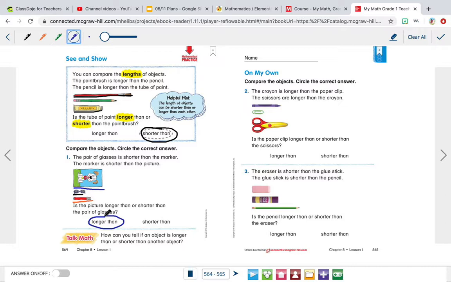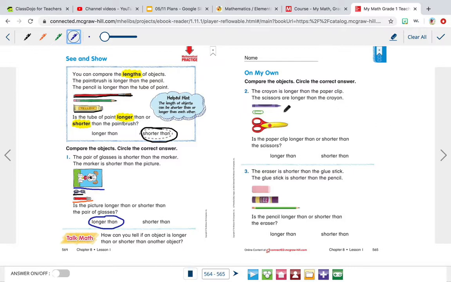Now we're going to talk math, so you can talk this out with your family and stuff like that, okay? How can you tell if an object is longer than or shorter than another object? So how can you tell if this is longer than this? Talk it out with your family and go ahead and answer that, okay?